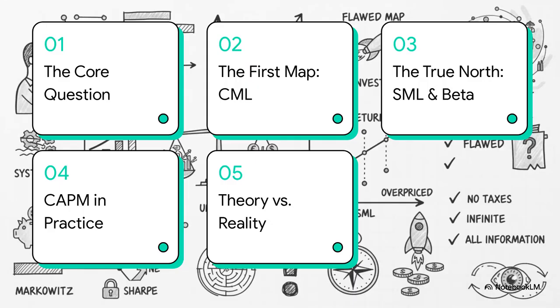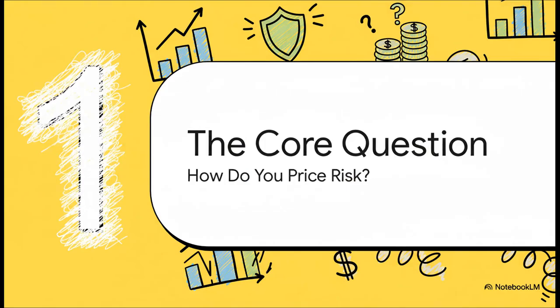All right, to get our heads around this, we're going to break it down into 5 parts. First, the core question. Then we'll look at the first map, the CML. After that, the true north, SML and beta. Then we'll see how it's used in practice, and finally, we'll see how the theory holds up in the real world. So let's get into it.